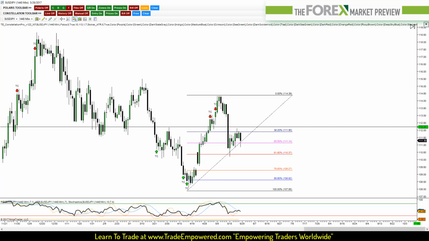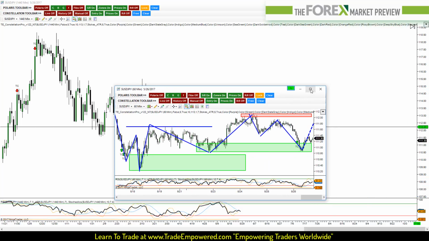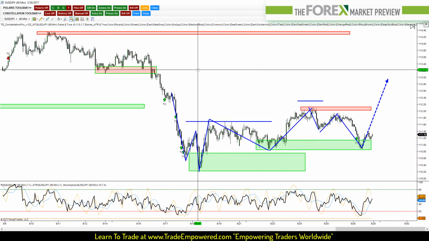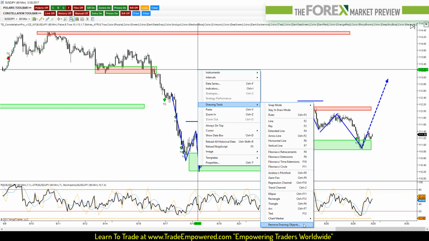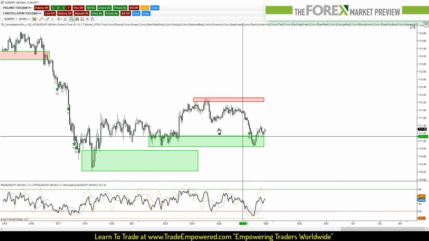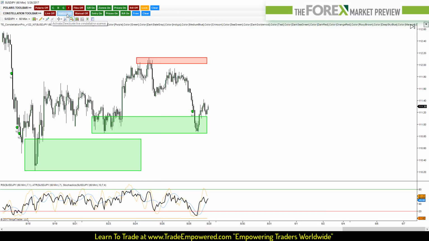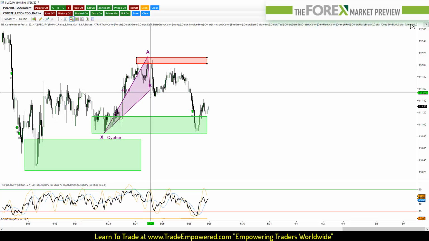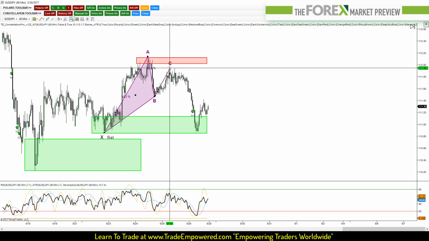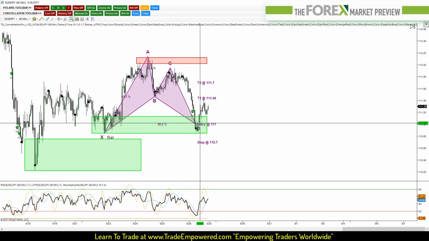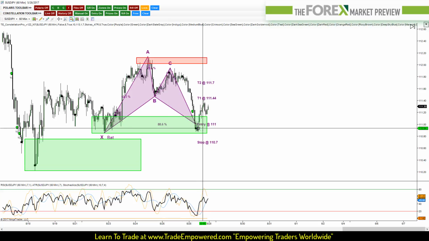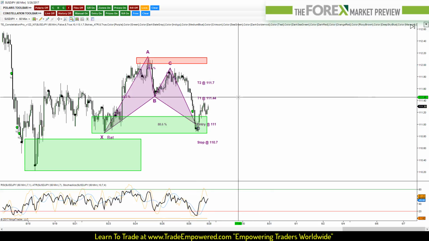We came down to the hourly. This was last week, and we actually caught a bat formation as well. We had this going on. We had an X right here. Boom. X to A to B, B to C, and a CD completion down here, basically at 111 even. Came up to hit target 1, still looking for a move to target 2 a little bit higher. So yen has been a good pair.